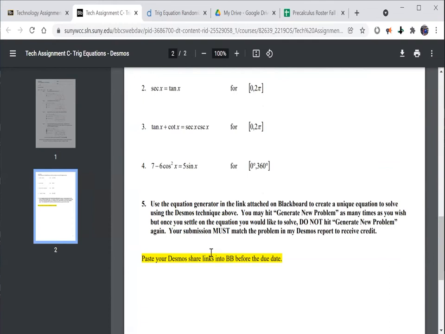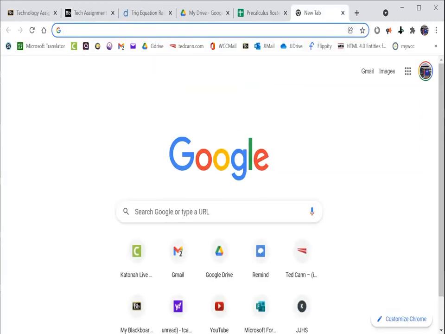randomized problem. All right, so it says use the equation generator in the link attached on Blackboard to create a unique equation to solve using the Desmos technique above, which I'm going to walk you through now anyway. You can hit generate new problem as many times as you want, because if you look at one and think, I'm not going to be able to do this one, then don't do that one. Do something simpler. All right. But let me open a Desmos calculator and show you what this is all about.